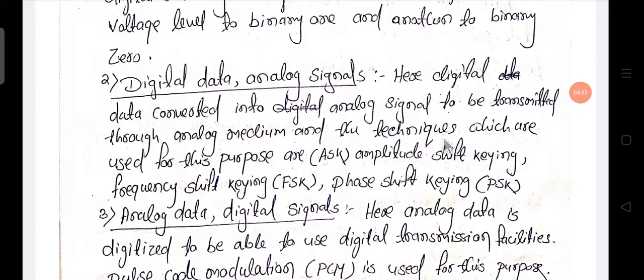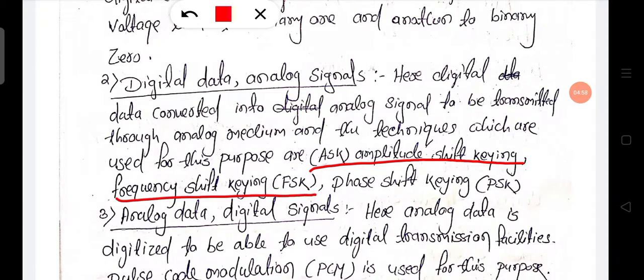The techniques are amplitude shift keying, ASK, frequency shift keying, which is FSK, and phase shift keying, which is PSK. We will study this in the coming class.